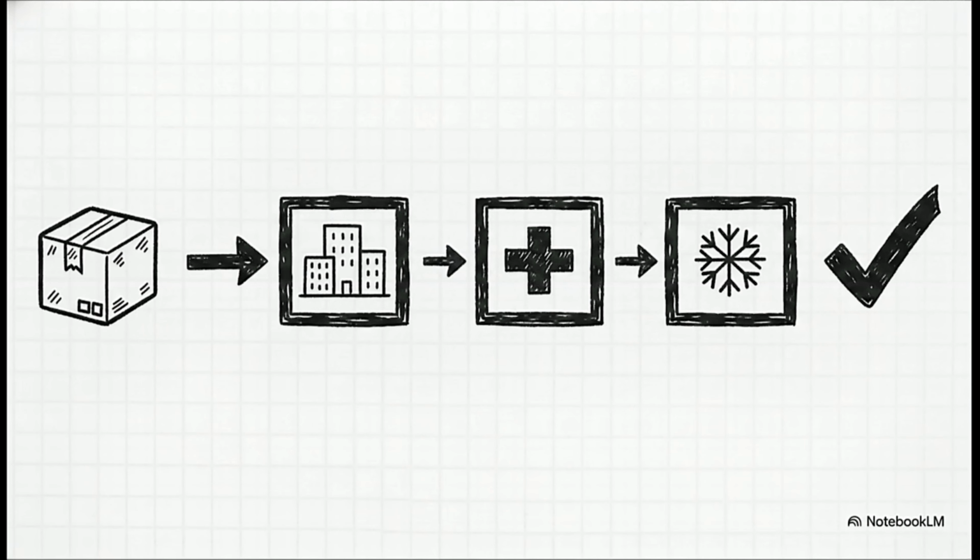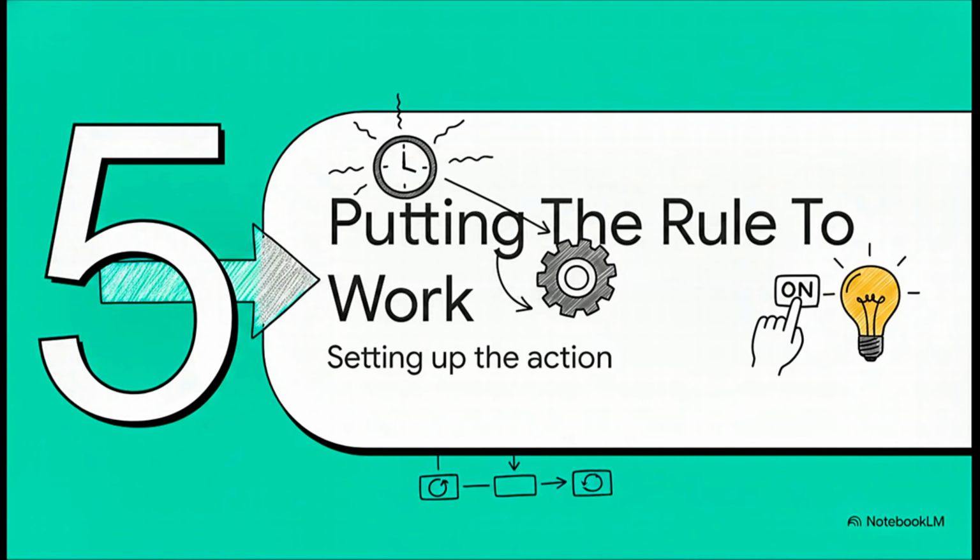It's brilliant. So we've defined the when. Now we need to define the what. What actually happens when our super specific trigger condition is met? This is the final step, where we connect our rule to a real-world automated action.